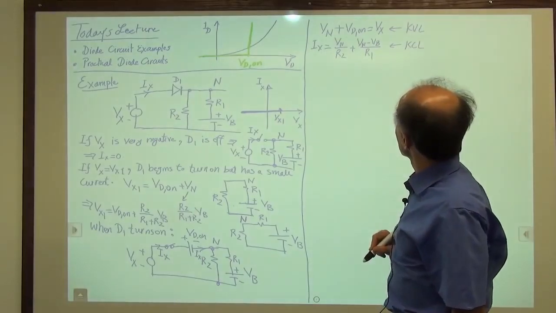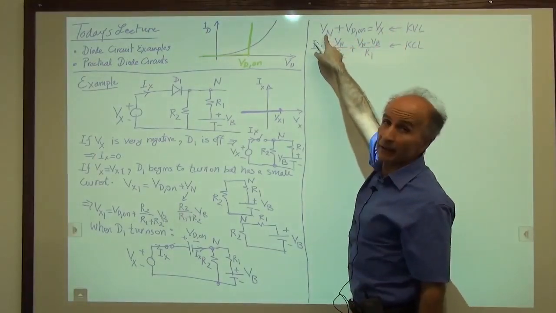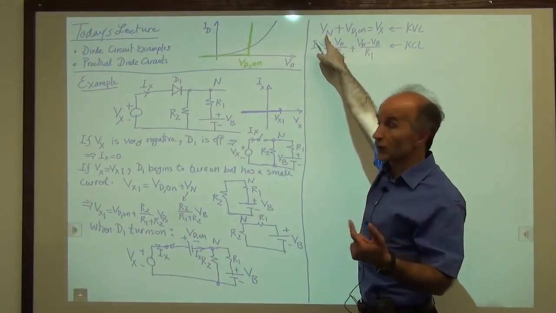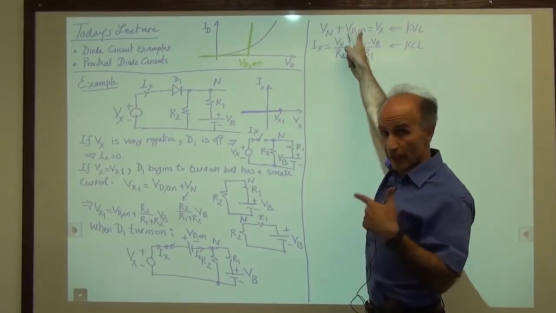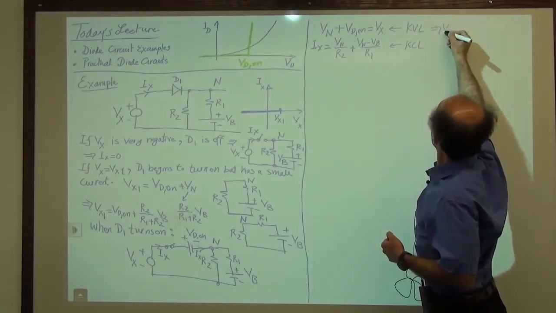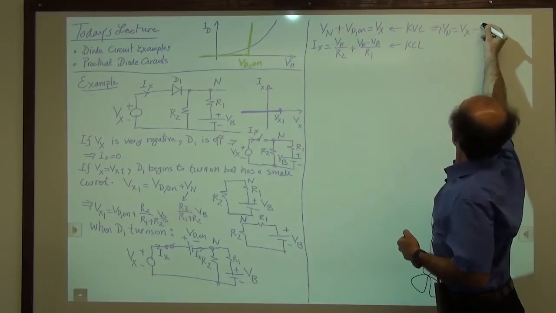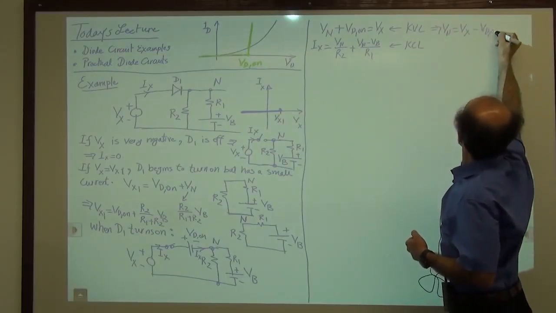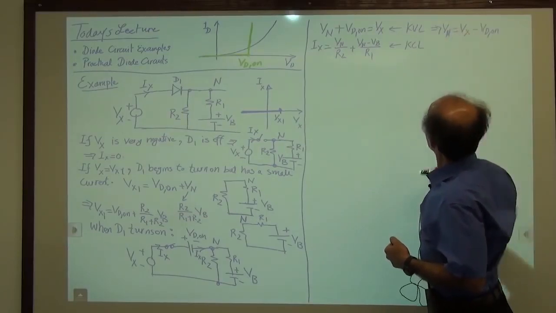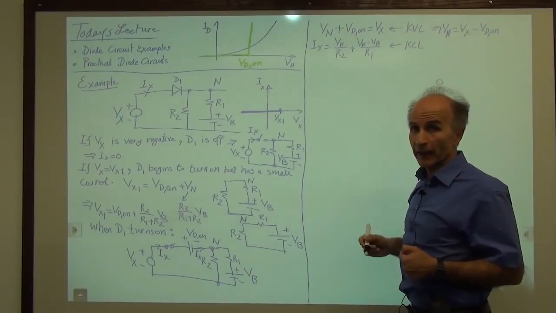Okay, so why did I write this KVL? Because I wanted to find Vn in terms of known quantities. Vx is known, that's the input voltage. Vd on is known, so Vx is now known. So I see that Vn is equal to Vx minus Vd on. So that's good to remember. Vn can be substituted in here to find Ix.